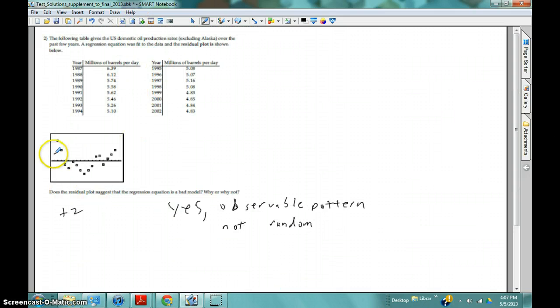Number 2 here, we've got a residual plot, kind of like the last one, but as we can see with this line of best fit, we definitely see a pattern here. And if I was going to predict the next one, it would probably be above. So that is not good. This is a non-linear model, it looks like to me. It says, does it suggest a bad model? Yeah, that's a bad model. Why? Because we have an observable pattern, and this definitely does not look like random dots. We definitely have a pattern going on here.